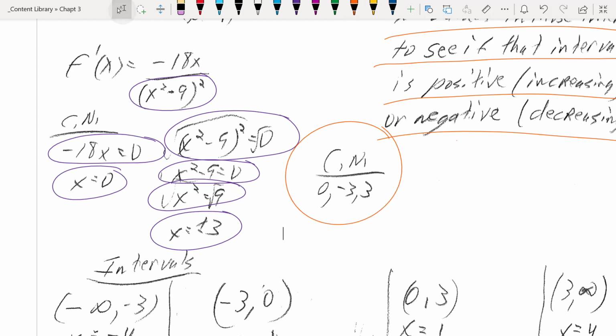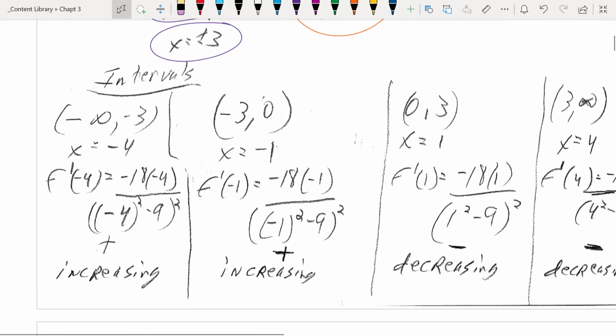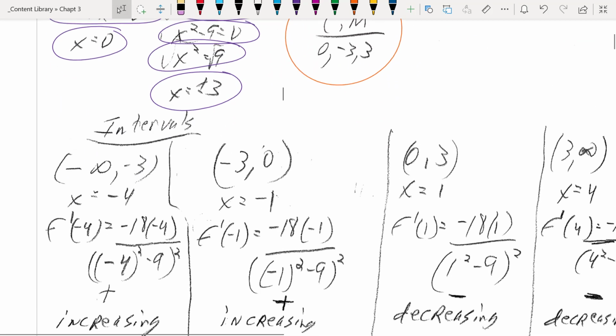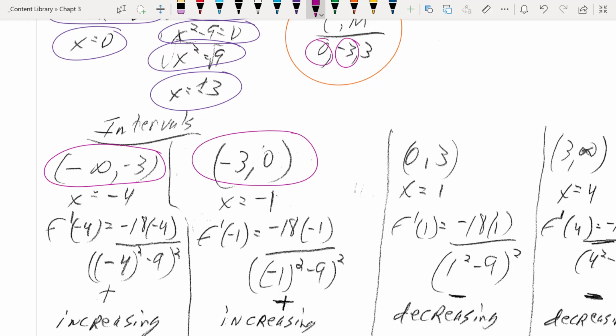Now that I've done that, I'm going to set up my intervals using those critical numbers. I'm going to go from negative infinity to positive infinity, using the critical numbers from smallest to biggest. Notice my first interval: here's my critical number, negative 3, so I go from negative infinity to negative 3. Here's another critical number, so I go from negative 3 to 0. And now I go from 0 to 3.